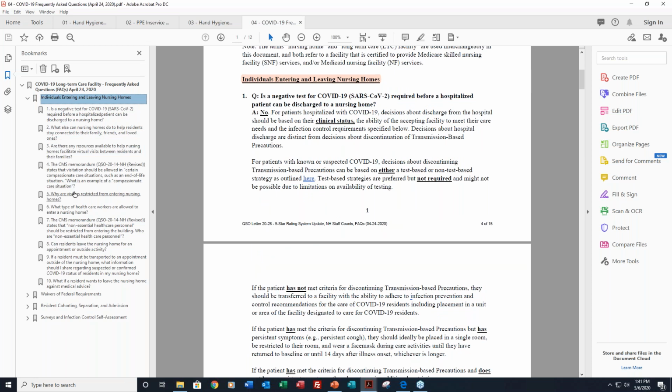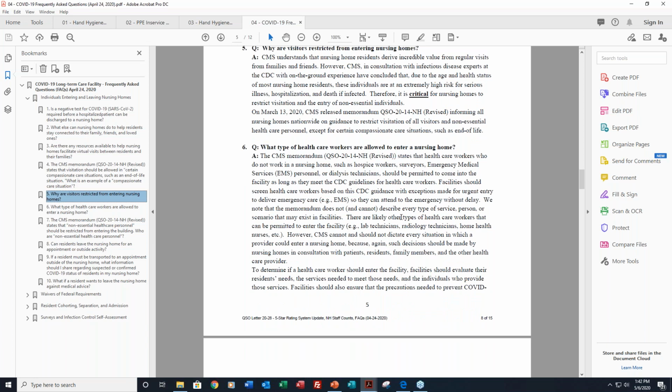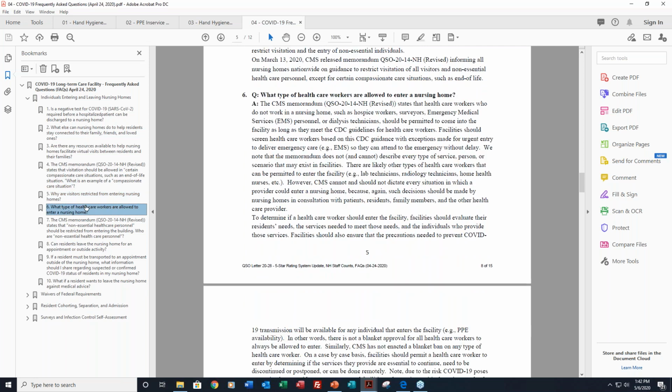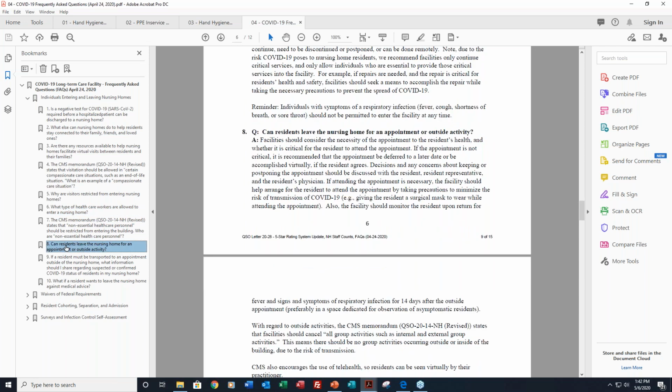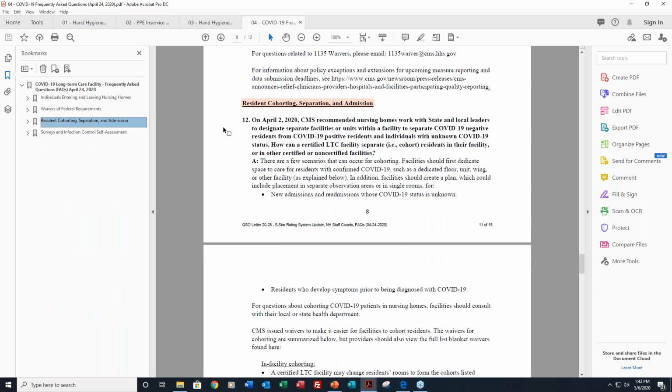There are questions there about what type of health care workers are allowed to enter a nursing home. So these are answered by CMS. You will find this extremely easy to use because it's bookmarked. You can look at the questions over here without having to scroll down through the documents. But where I want to focus, and it has waivers, it talks about resident cohorting, separation, and admission. There are 3 questions on that.